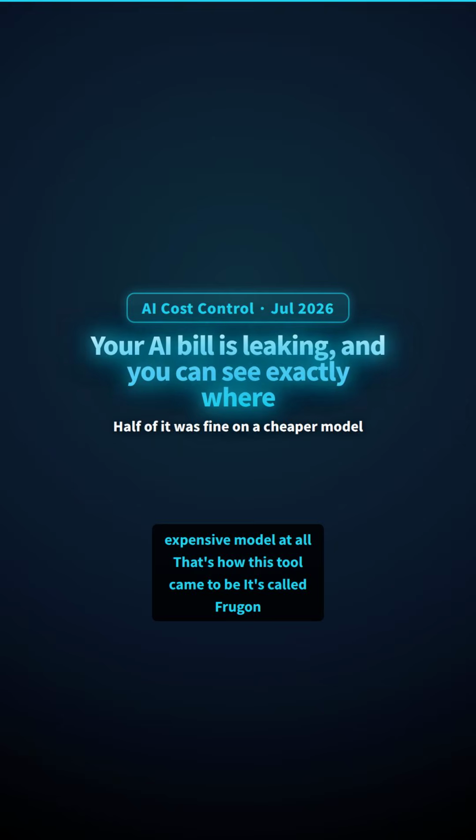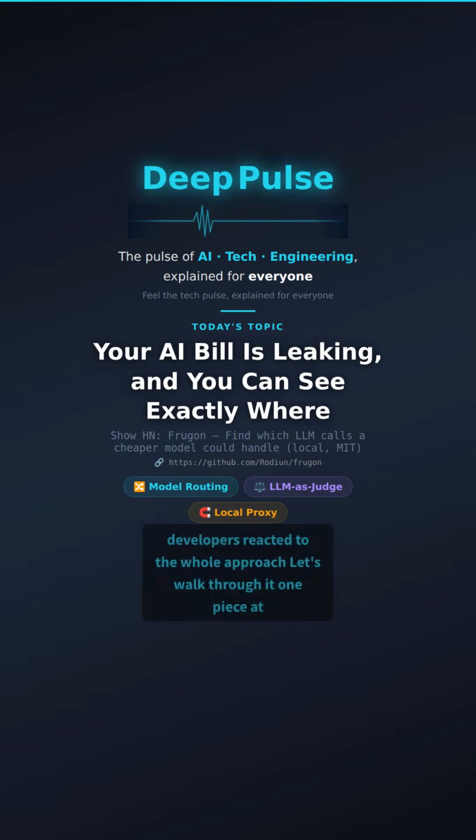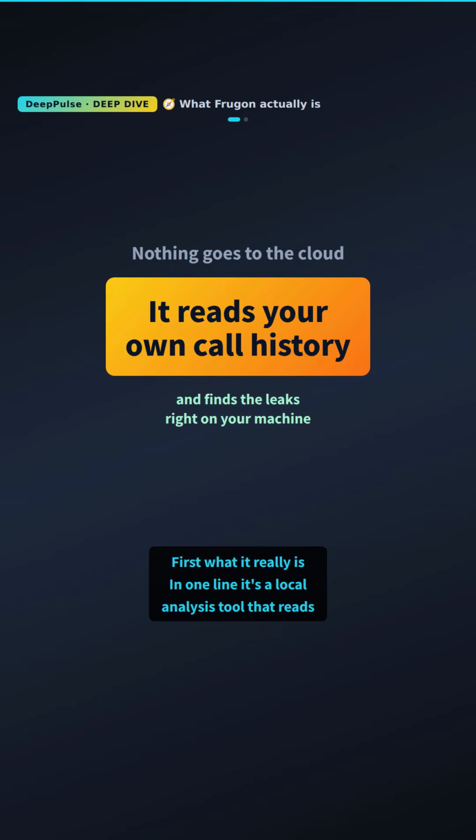It's called Frugon. What Frugon actually does, how it finds the places you can save, and how developers reacted to the whole approach. Let's walk through it one piece at a time. First, what it really is.